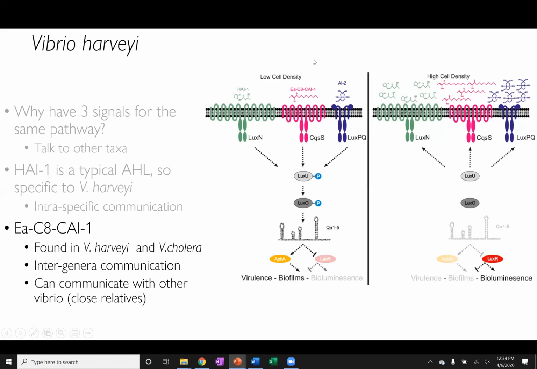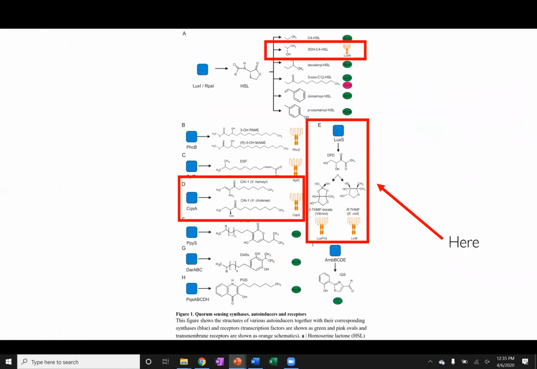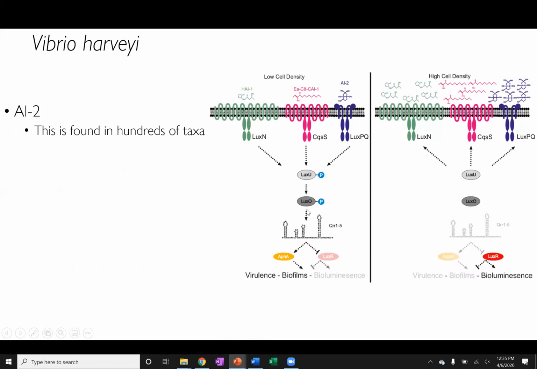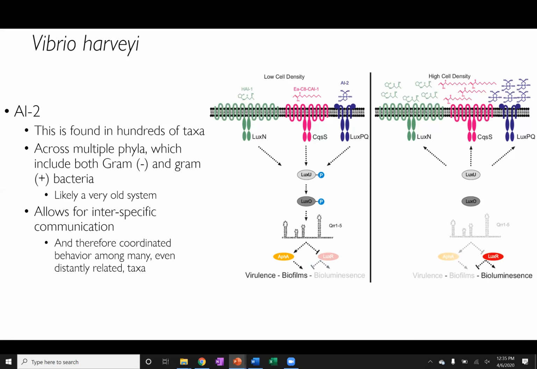But as you notice, we have an additional autoinducer here, AI-2. And the interesting thing about AI-2 is that it's found in hundreds of taxa. It's found across multiple phyla, both gram-positive and gram-negative, suggesting that AI-2 is a very, very old system in an evolutionary sense. It allows for interspecific communication, so communication between even distantly related taxa. And it also potentially might allow interkingdom communication, so communication between these organisms and potentially something like a fungus or a protist.